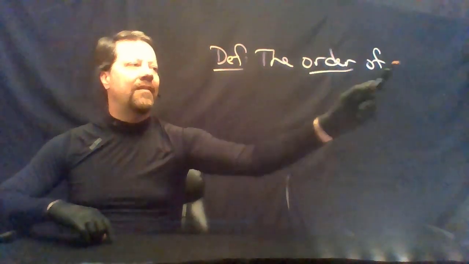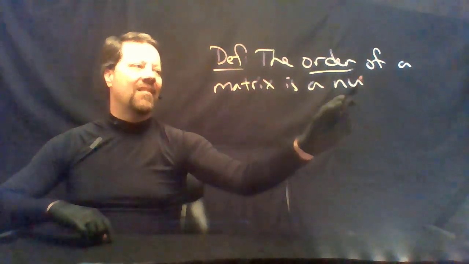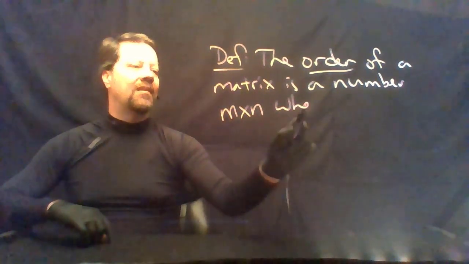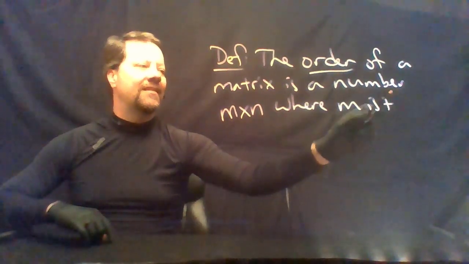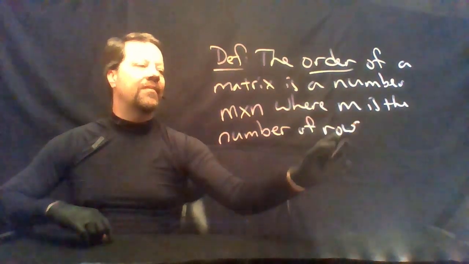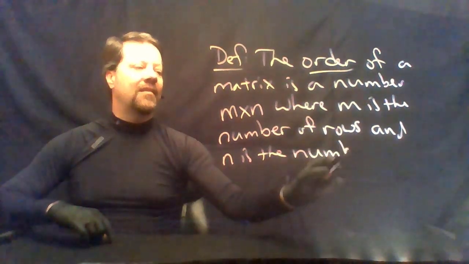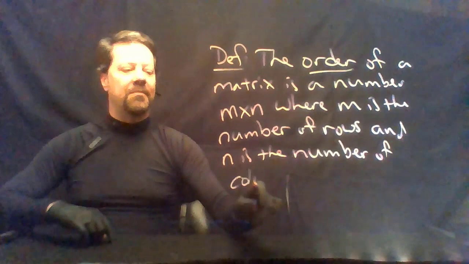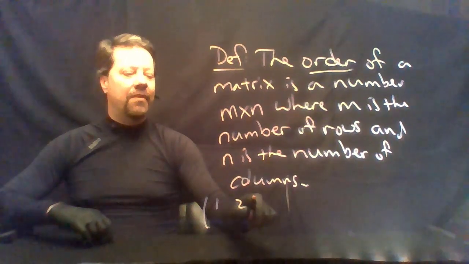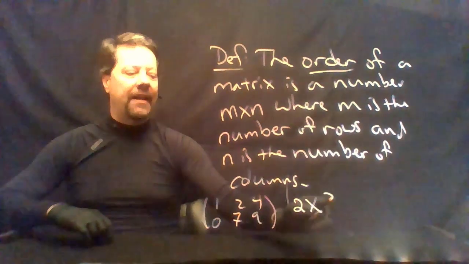The order of a matrix is a number m by n, where m is the number of rows and n is the number of columns. So for example, if I have 1, 2, 4, 0, 7, 9, this matrix is 2 by 3.